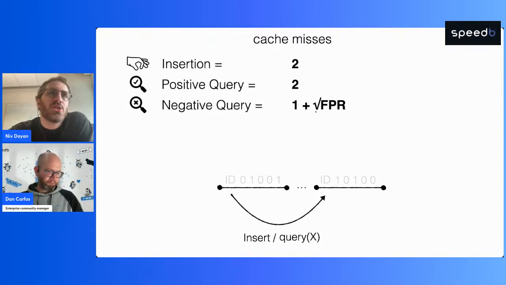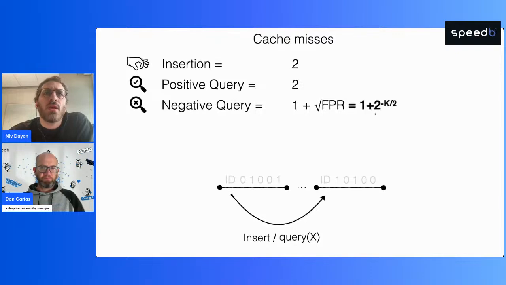I'm not going to analyze this, but it turns out that a negative query incurs very close to 1 cache miss. And this expression that we add to it is just the probability that we find all ones in the first block and have to continue traveling to the second block. So this expression turns out to be very close to 1.